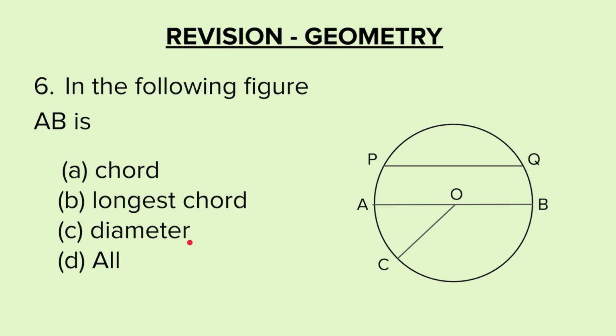Looking at option C, diameter. Since AB passes through the center of the circle, it is the diameter also. So option C is also correct. Let us go to option D. All. That means it is a chord, it is the longest chord, it is the diameter. All options are correct, so we will choose option D.